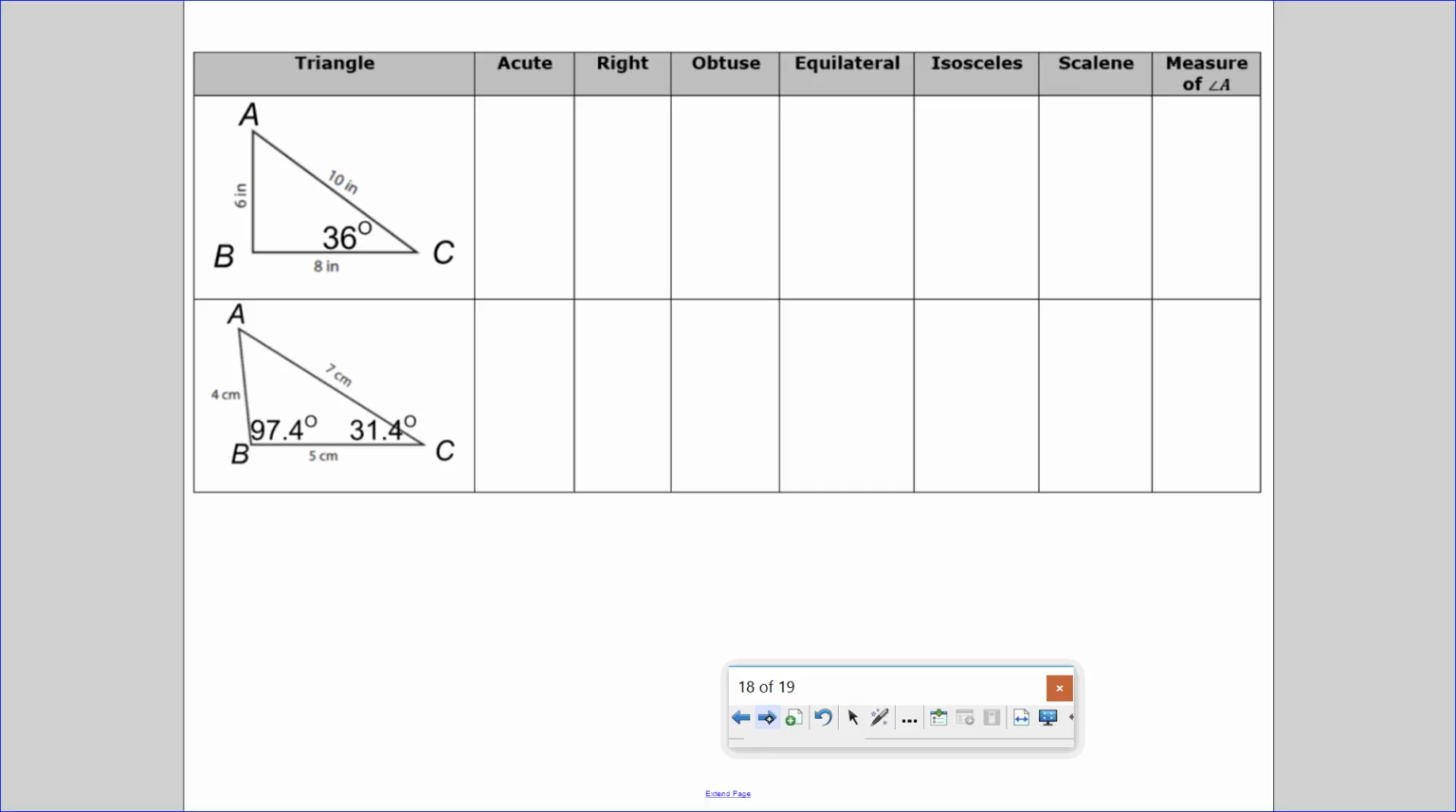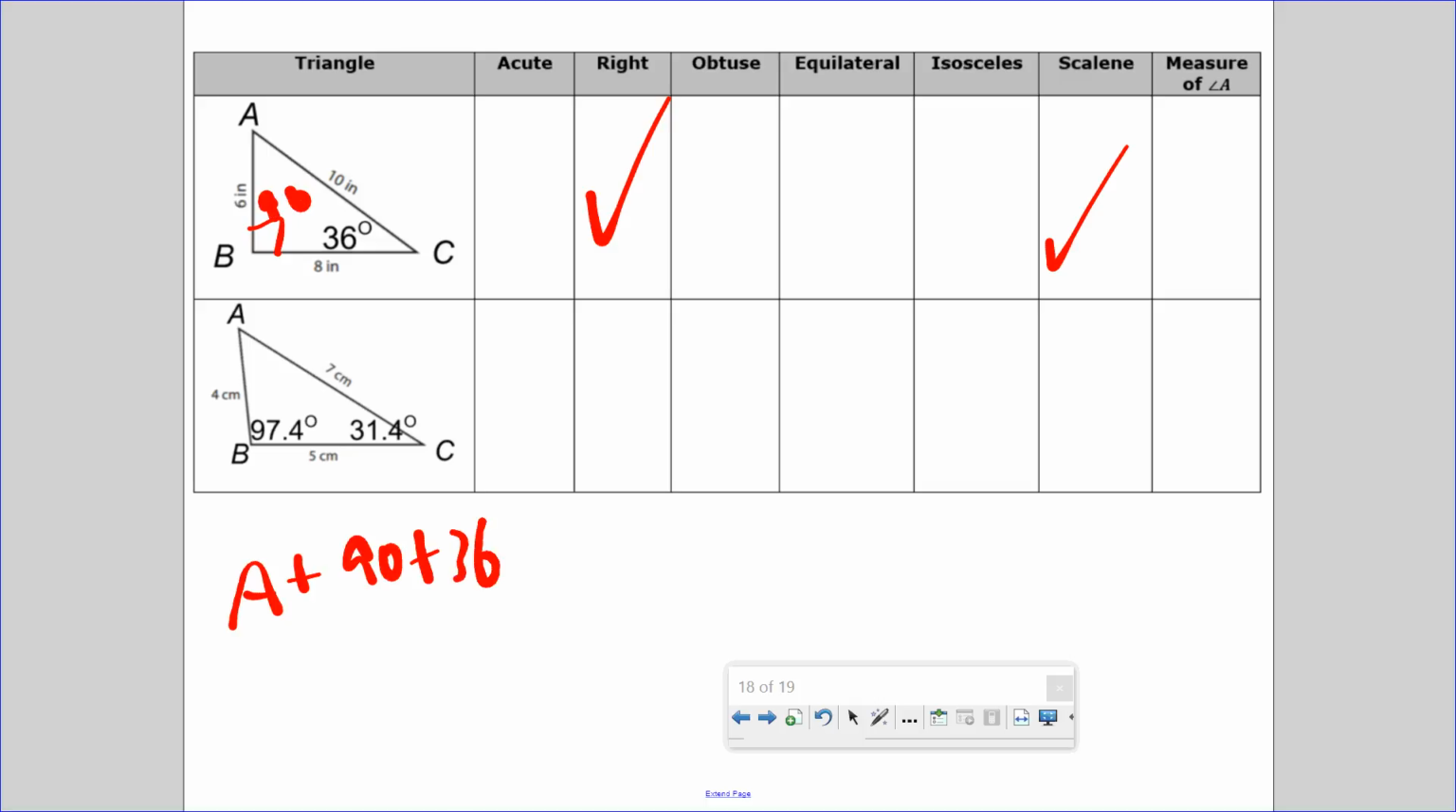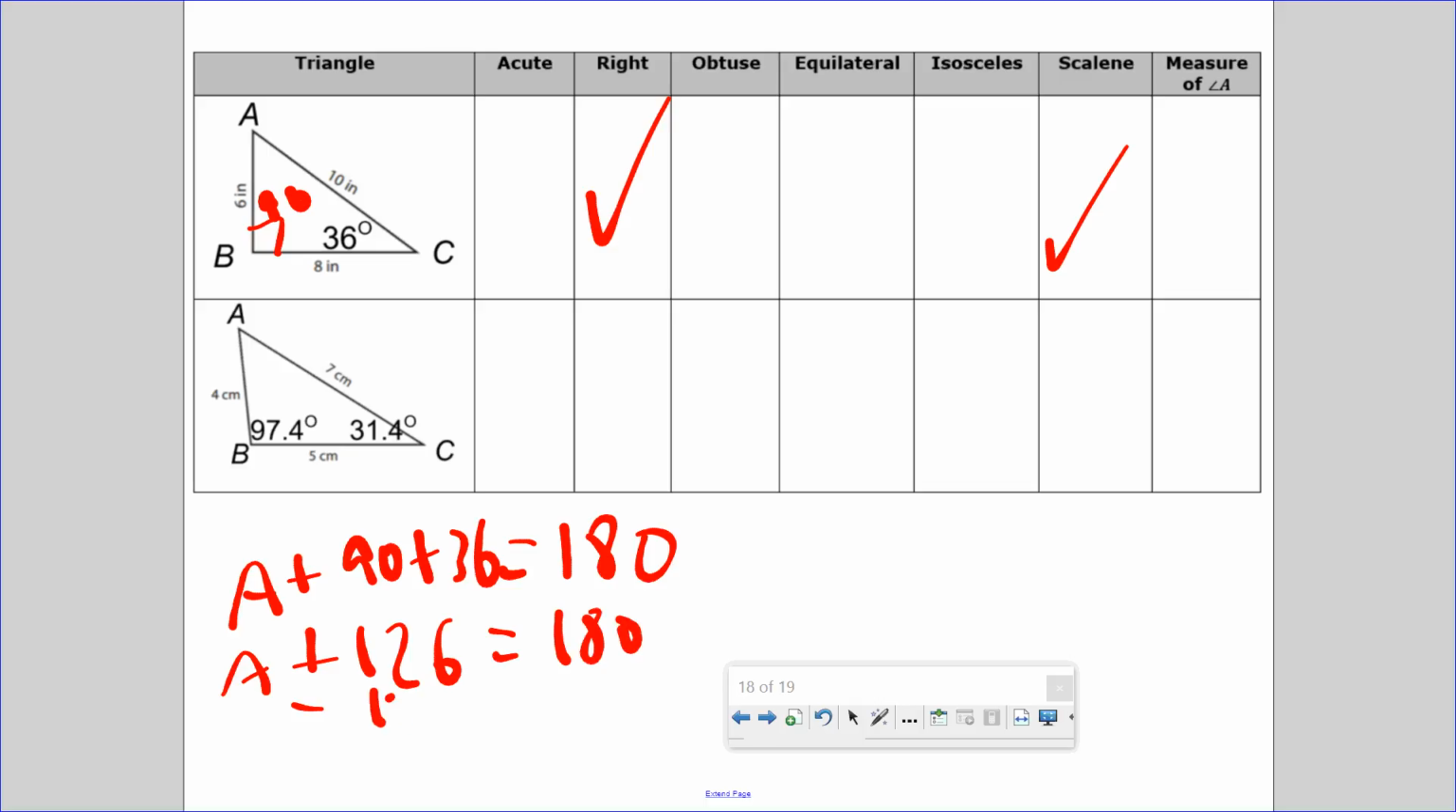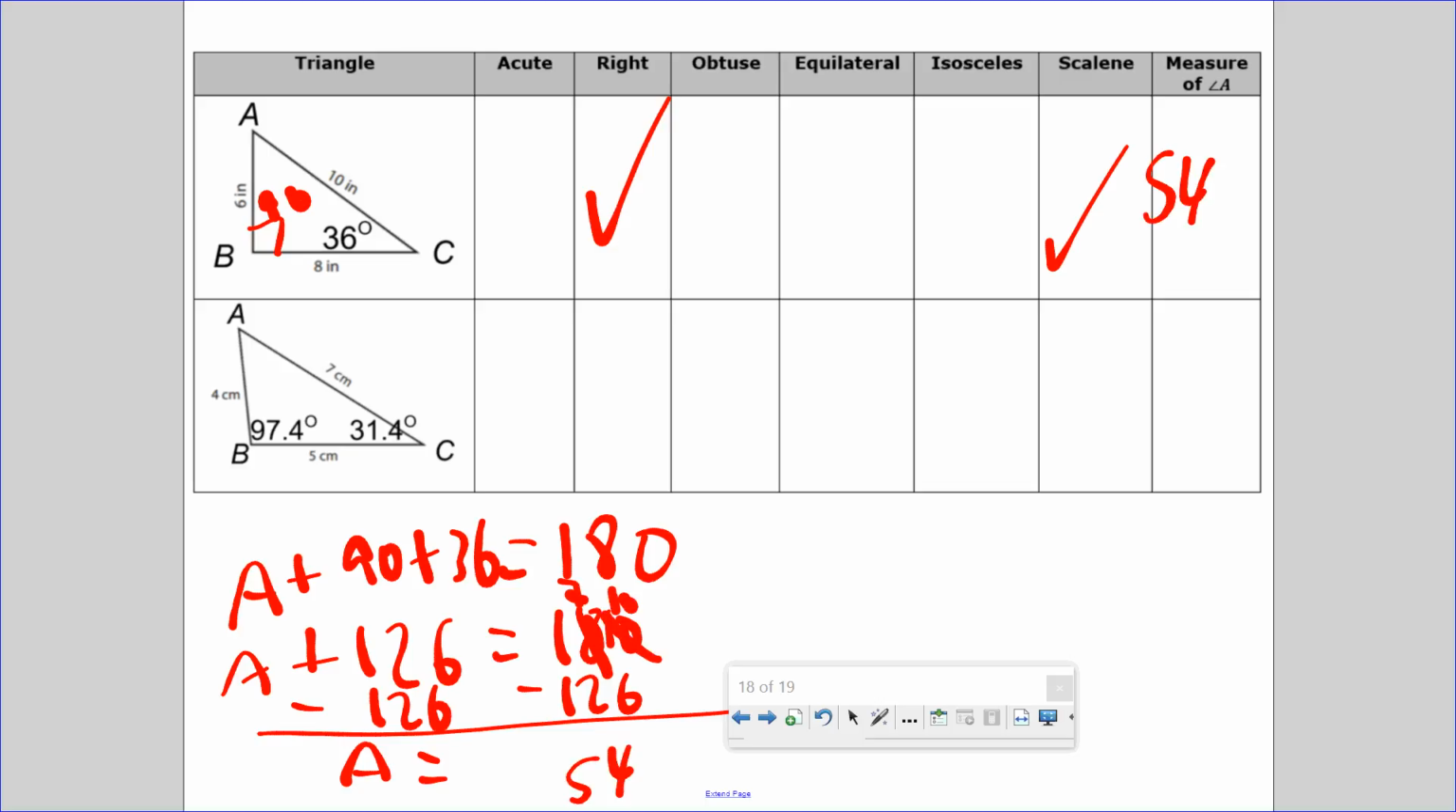We have, I think, the last two. So in this one, I see a right angle. So let's check mark. And all of them are different, scalene. So our angles are A plus 90 plus 36, and it adds up to 180. If you add up 90 and 36, you get 126. And I do the inverse operation. So regroup. A equals 54 degrees. So we have 54 degrees, 90 degrees, and 36 degrees.